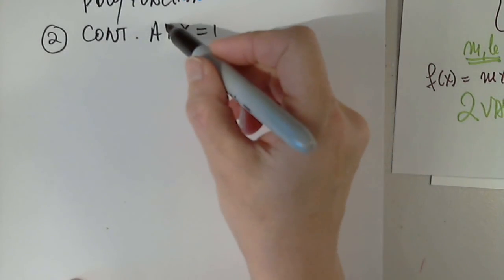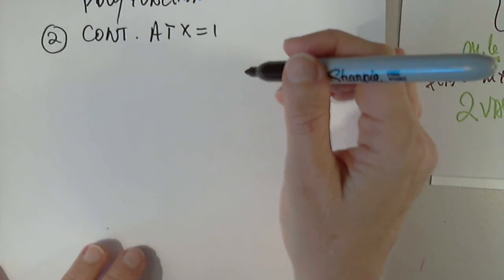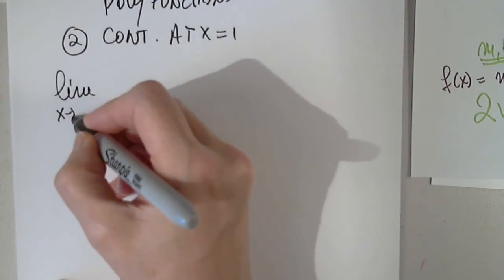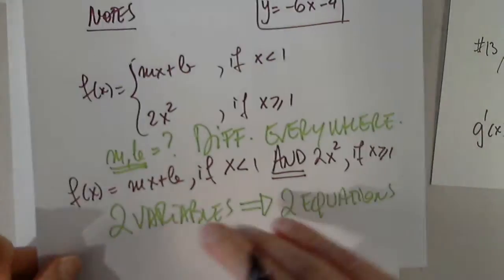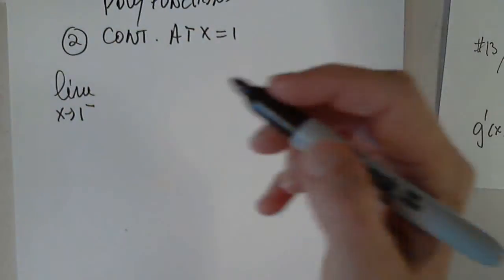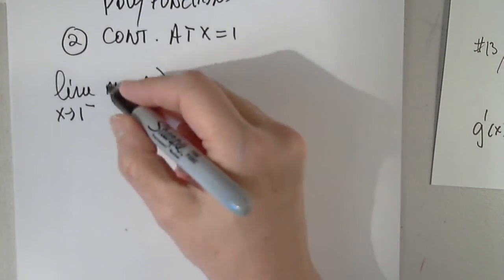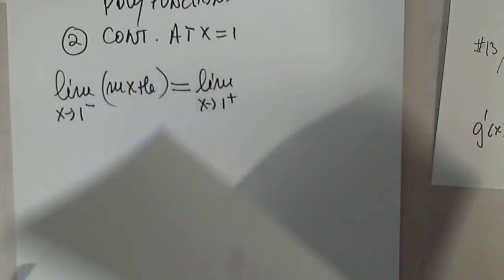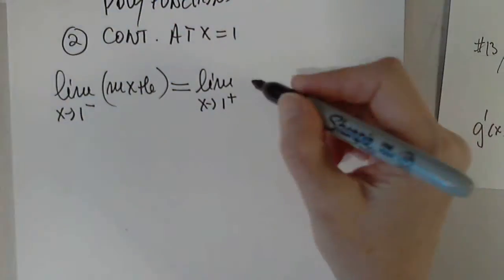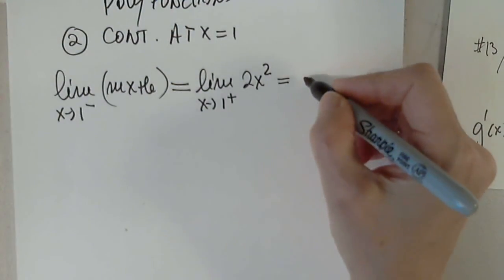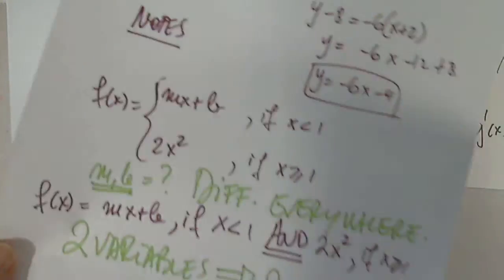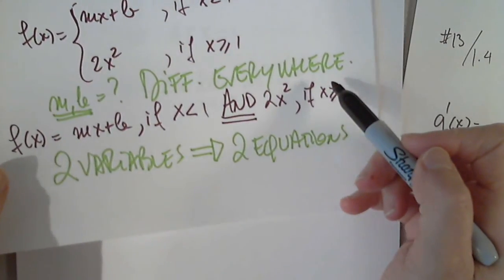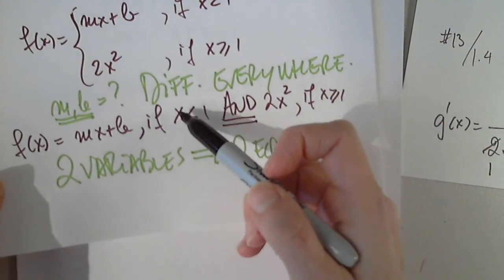You will be required to write the definition of continuity at a point, and this is it. Limit as x approaches 1 from the left, in this case from this function, must equal limit as x approaches 1 from the right from this function, and must equal f of 1. If these three are not equal, I cannot talk about differentiability. It's not even continuous, let alone differentiable.